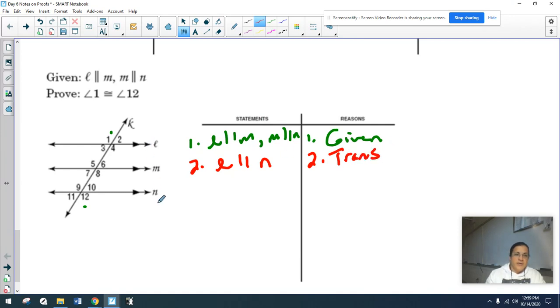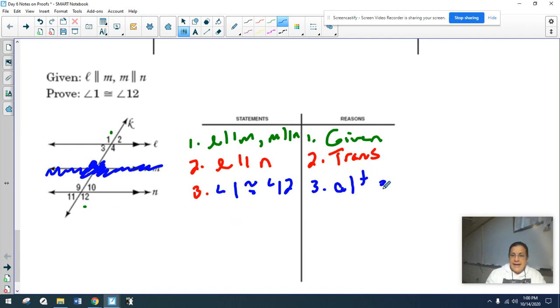Okay, so now if L and N are parallel, that means that 1 and 12 are equal. And the reason is because, now ignore this, 1 is on the top left and 12 is on the bottom right. These are outside. One's on the left, one's on the right. So those are alternate exteriors.